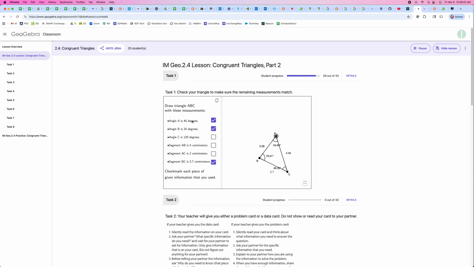So let's see here. 40 degrees for angle A. I want to go up here and make it 40-ish degrees. 40, that's pretty darn close. I'm like 0.04 degrees away. And angle B is supposed to be 20 degrees.